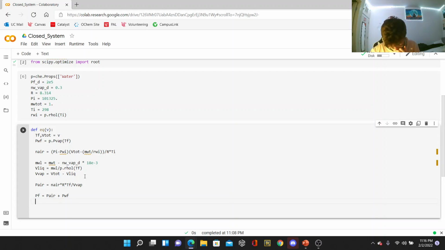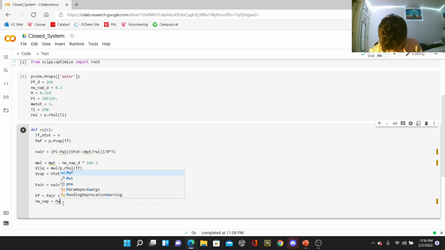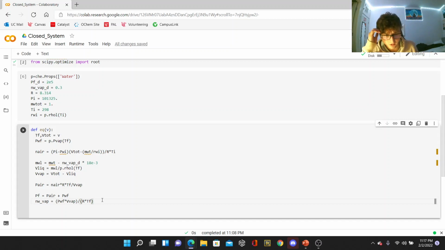And then again, we're going to come up with what we're going to relate the true values to for the moles of water vapor, PV equals nRT. So we're going to have PWF times VVAP divided by, now this all looks pretty good following my equations. So we've gotten all of these equations down.